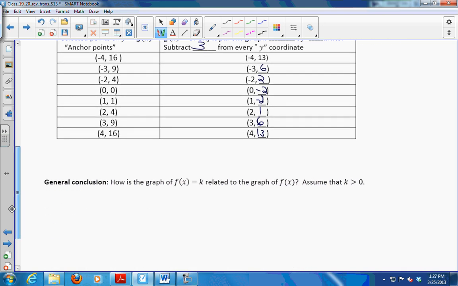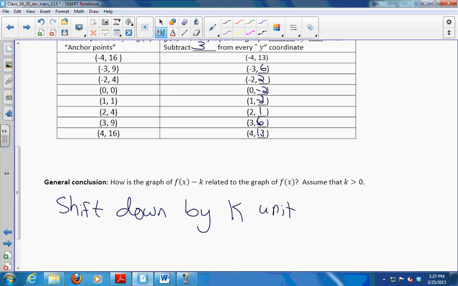So my general conclusion when you subtract a number is that we have a vertical shift down. Take your original function, shift it down by k units. So vertical shifting is pretty straightforward, right? If you add a number to the very end, it shifts up. Subtract a number from the very end, it shifts down.